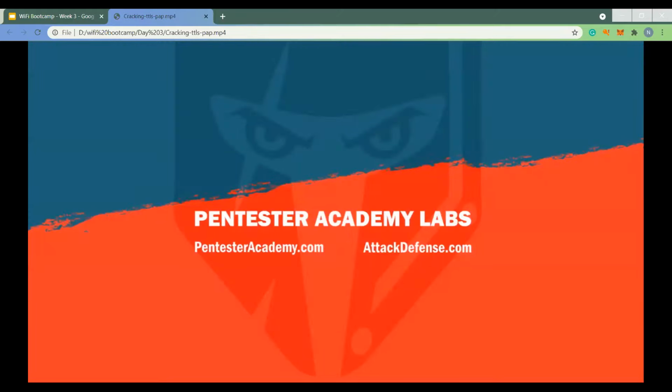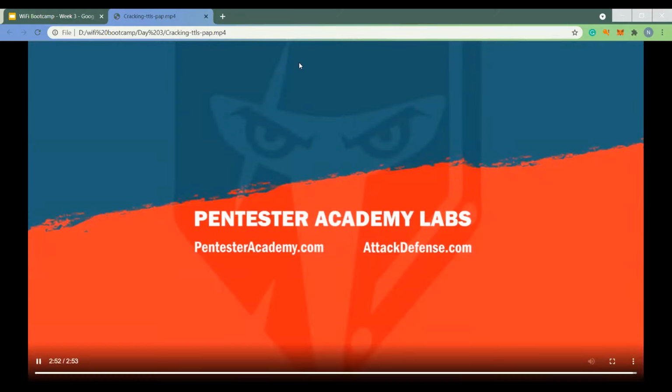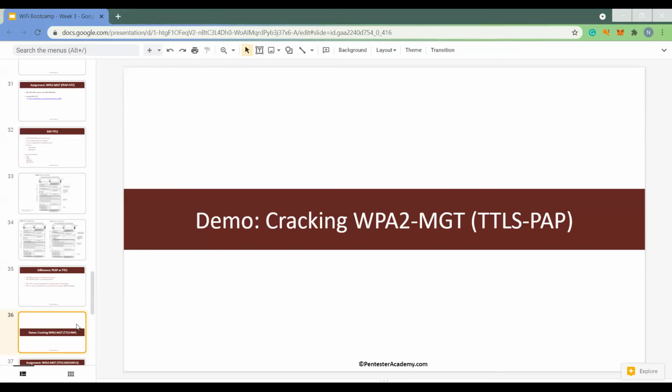How to connect to it, all of that, we are anyway going to cover in the labs. So you will actually learn how to do this.